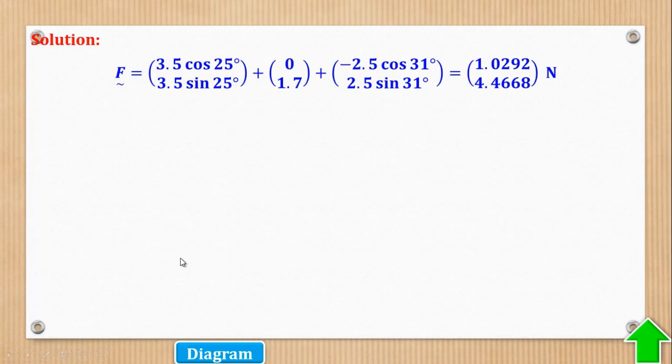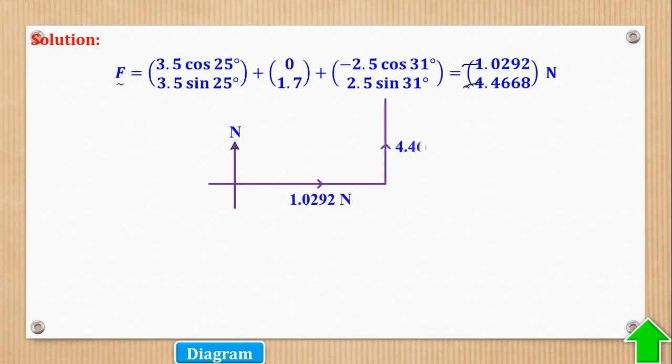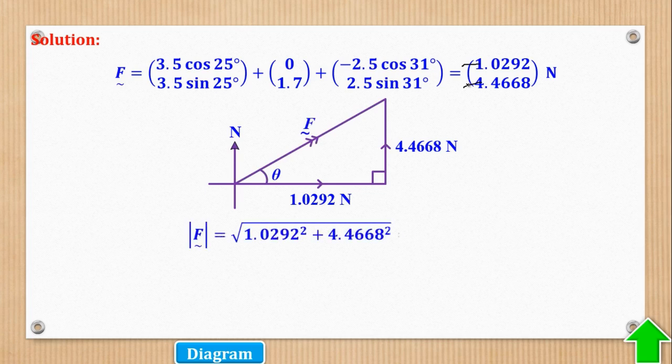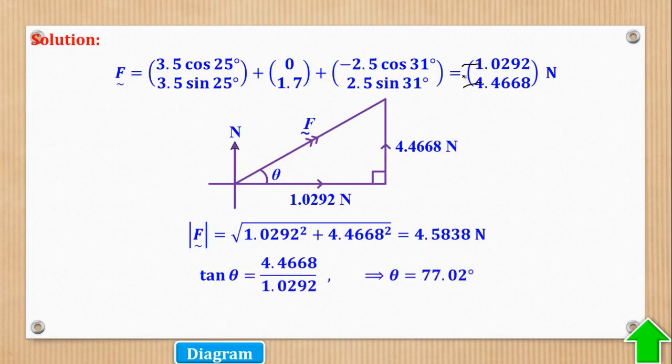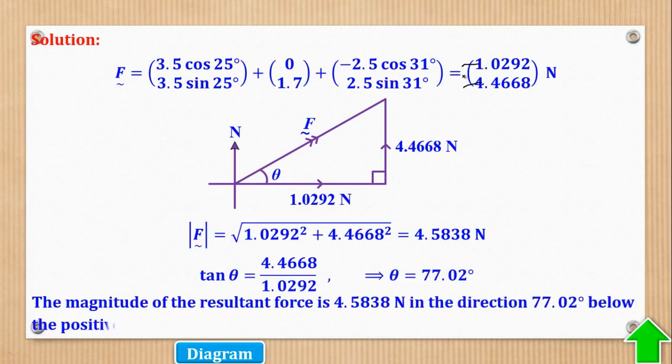Then we can now come and draw our right-angled triangle. Positive horizontal is to the right, and positive vertical is upward. Then the resultant is the line joining from start to end. So I can use Pythagoras theory to get the magnitude and use SOHCAHTOA to get the angle. Then I can state the magnitude and the direction.